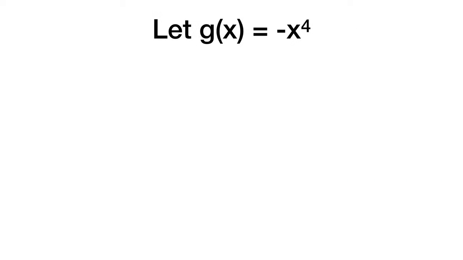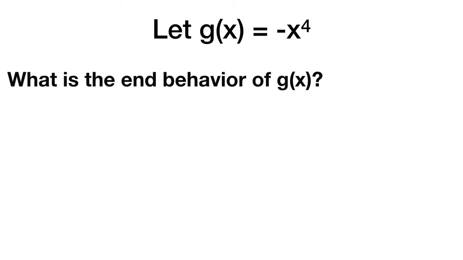All right, we're going to do some key attributes now, and that'll be it for this lesson. So, what is the end behavior of g of x? Well, let's see. It's a negative leading coefficient, and it is even, which means since it's even and negative, it's going to go down and then down.